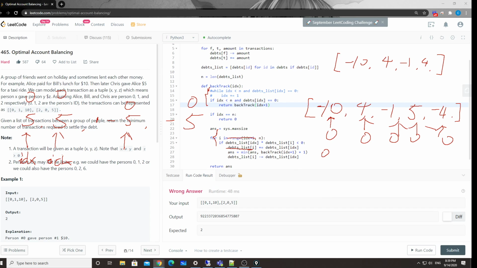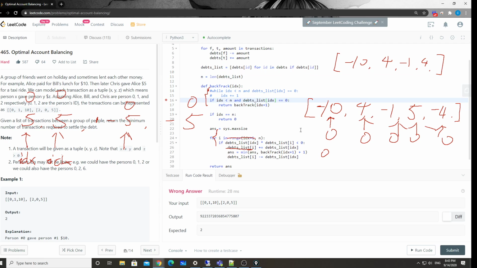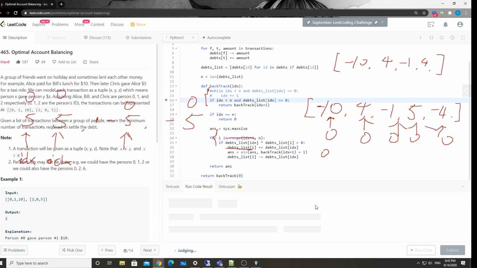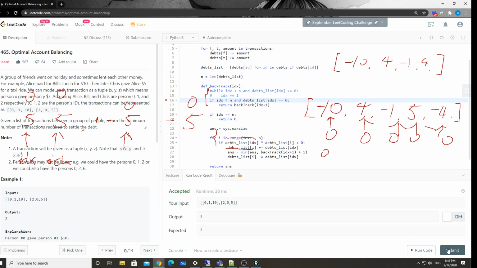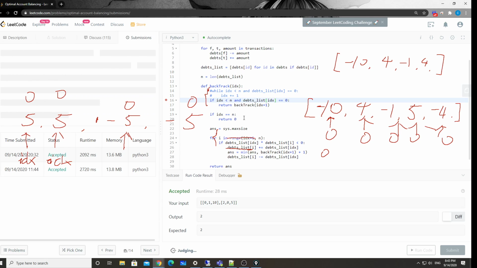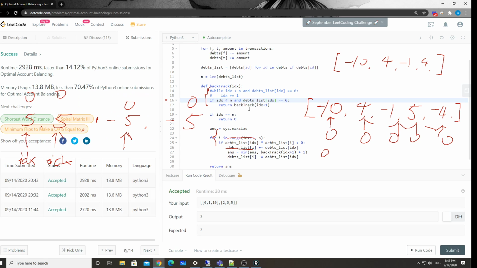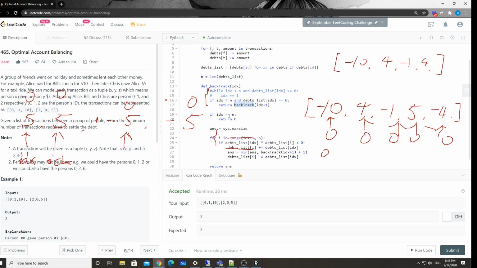Let's see. I think I should have used the stats list here. Yeah, I think this should also work, but it's even slower because we are doing some unnecessary backtracking calls. Anyway, you guys get the idea here, right?